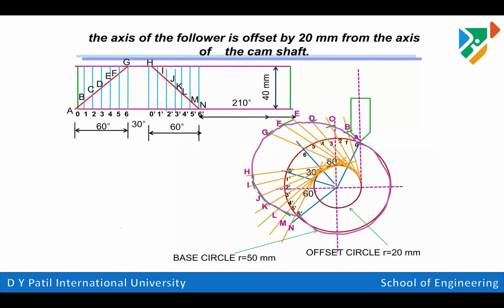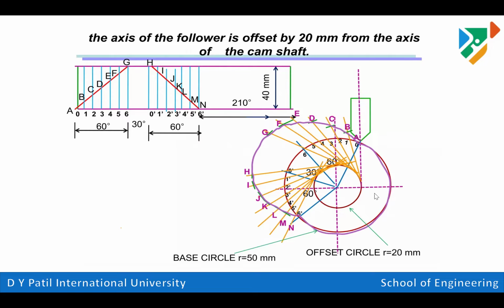With respect to these orientations, we'll take this as a reference line. So we take point O and A. Suppose O is the center and A is the starting point, so OA will be the reference line. With respect to that OA reference line, we need to mark all these angles. The first angle is our 60 degree angle, so divide that 60 degrees into 6 parts: 1, 2, 3, 4, 5, 6. Again 30 as it is. Again 60 degrees into 6 parts: 1 dash, 2 dash, 3 dash, 4 dash, 5 dash, 6 dash.